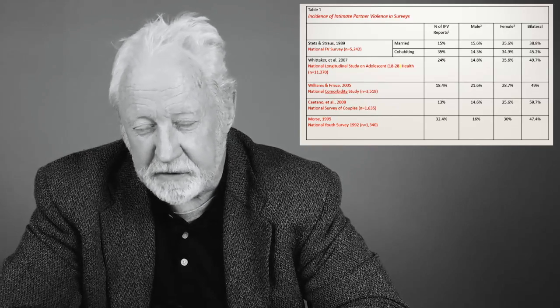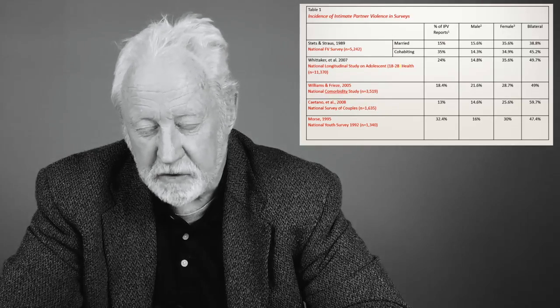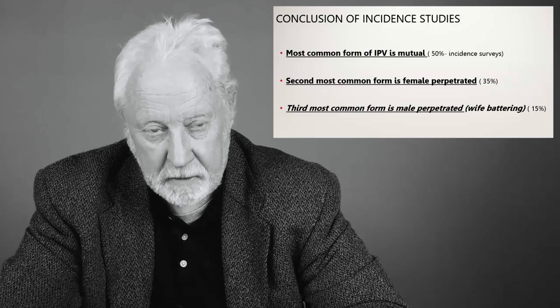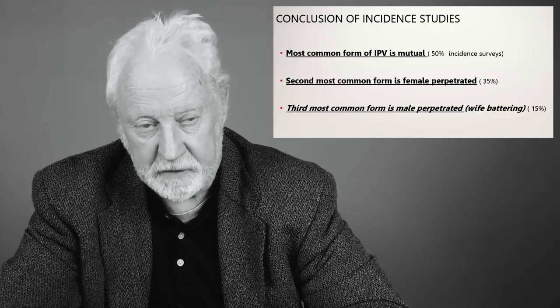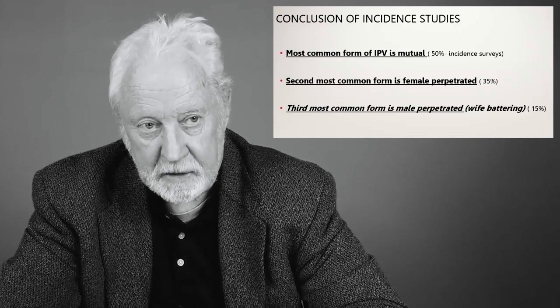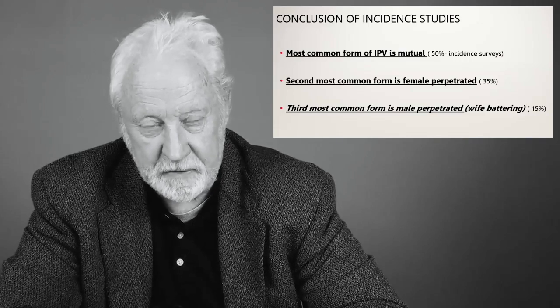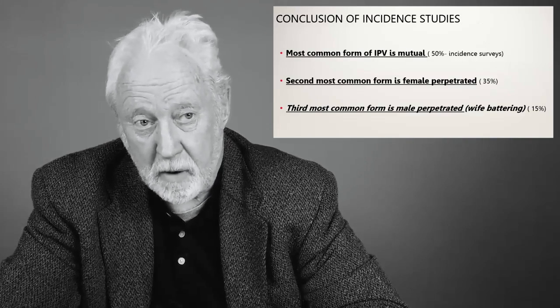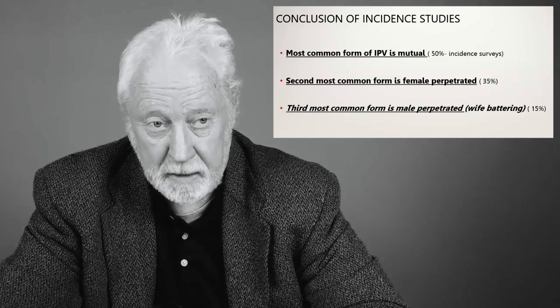If we put all 5 of these surveys together, they tell us the following: that the most common pattern of domestic violence, time after time, is bilateral violence, two-way violence, matched for level of severity. That is, with each person using just as potentially injurious and severe actions as the other person. That's about 50%, by the way, of all domestic violence reports.